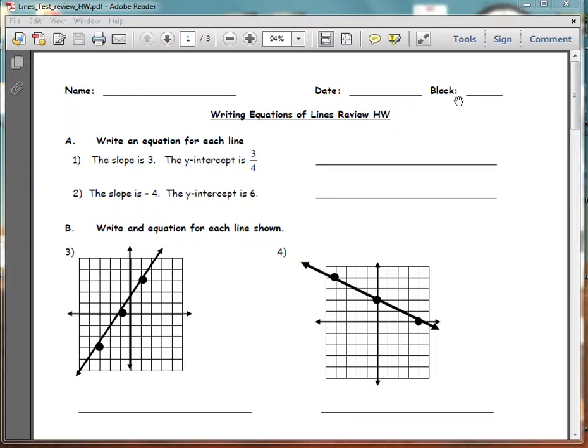I got your line reviews homework. Now let's go over this. You seem to understand slope-intercept form well. Your process is good. The ones that you got wrong, it looks like we just need to make some small adjustments, and you'll see what you did wrong.